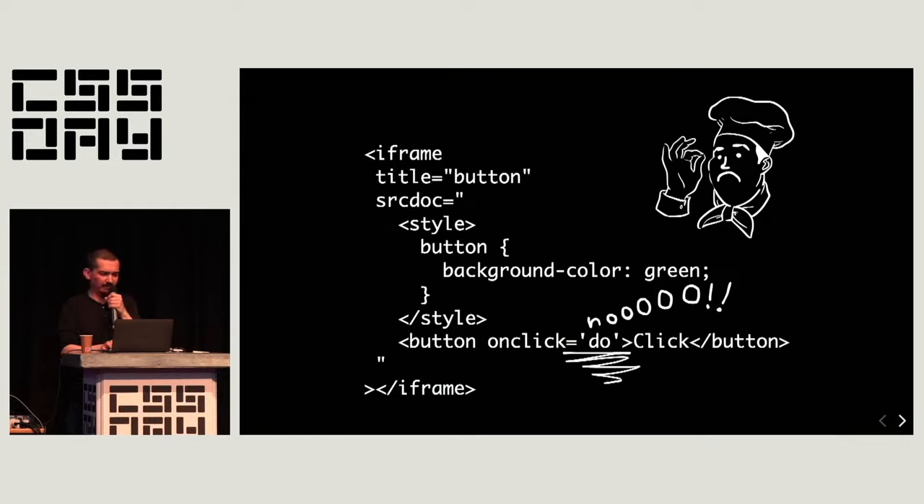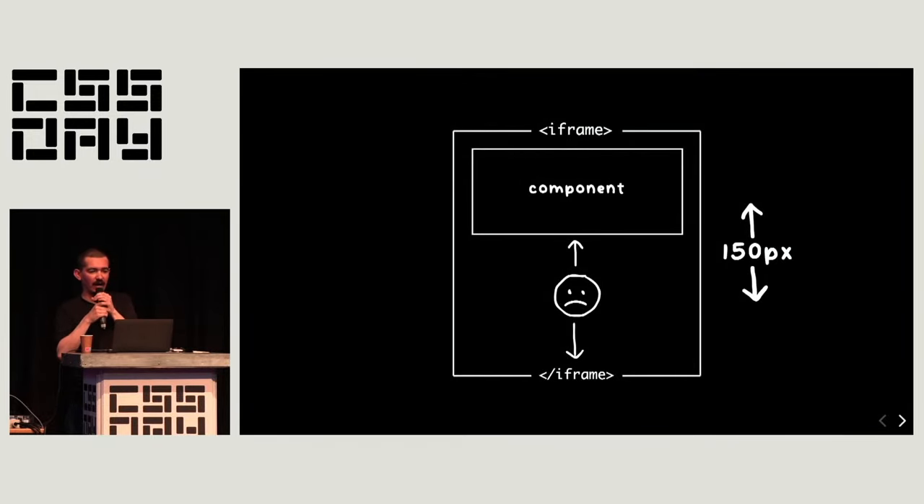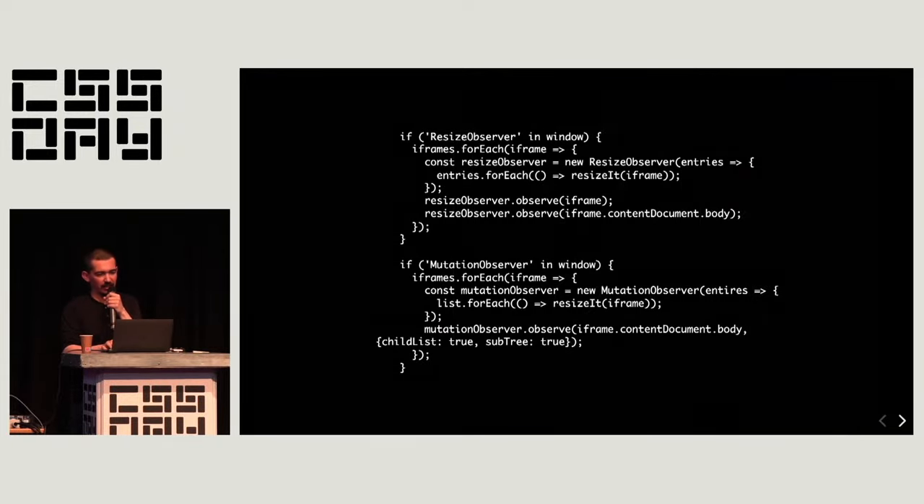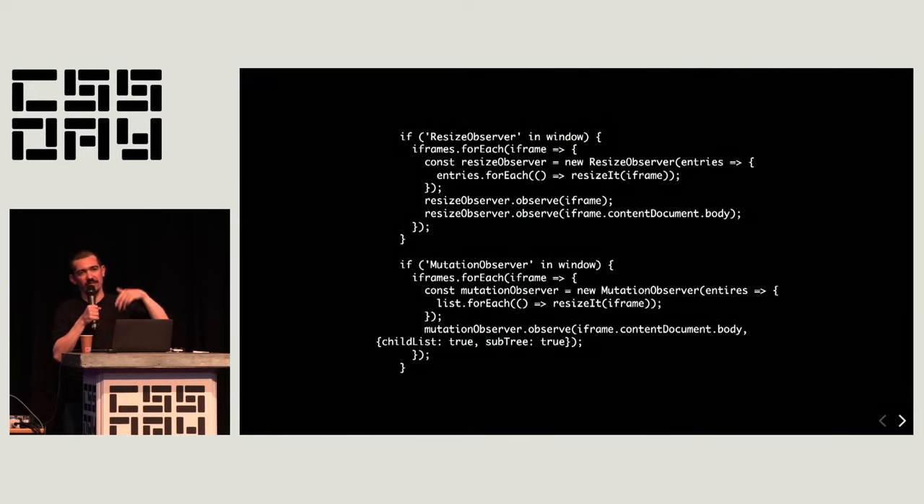The other problem, and it is only a minor problem, is that now all of your components are all 150 pixels high, no matter what content you put inside them. Unless you do involve JavaScript, of course. You need to know when to run the JavaScript. When the iframe resizes, you have to resize it around the contents, or use mutation observer as well when you're adding and removing elements, so you can add all that back in.